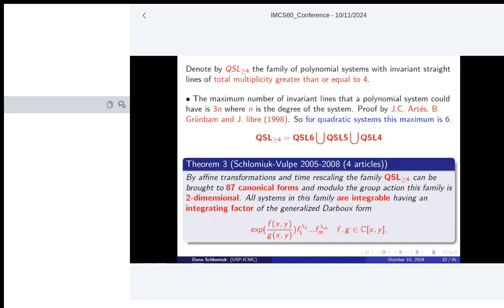And then Professor Wolf and myself proved the following theorem. We have 4 articles published between 2005 and 2008 on this topic. Namely, the theorem can be stated as follows. By affine transformations and time rescaling, the family QSL greater than or equal to 4 can be brought to 87 canonical forms, and modulo the group action, this family is 2-dimensional. All systems in this family are integrable, having an integrating factor of the following form. So we have a Darboux factor and an exponential factor, and this is the so-called generalized Darboux form.